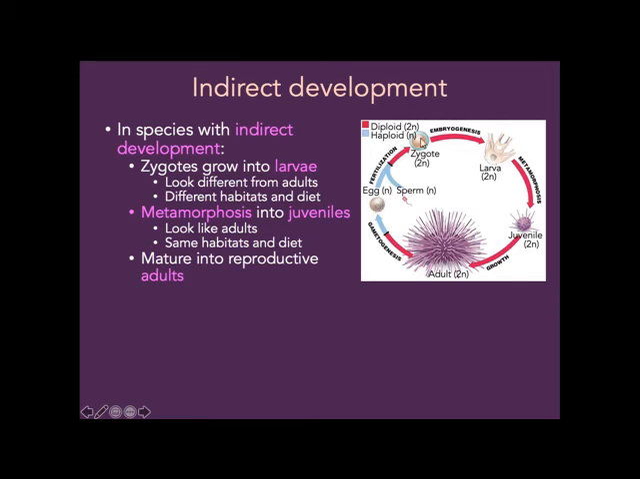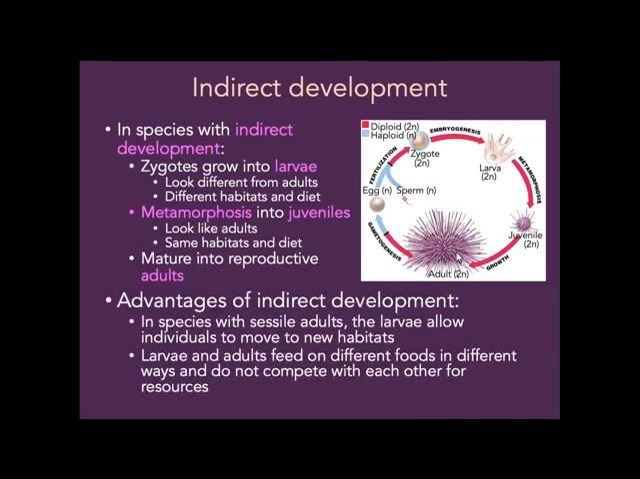All right. So there can be advantages to indirect development. If you are a species like a sea urchin where you don't walk around that much, it might be hard for you to put your offspring in a different environment, right? So by creating a larval form that is much more mobile than you are, it can travel much farther. The second thing is, if the larvae eat something different than the adults, then you're not competing with your own kids for resources.